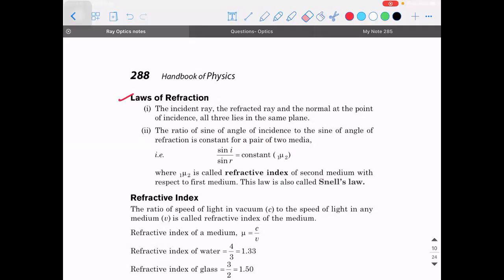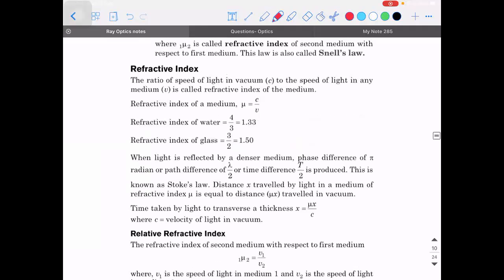Sir, Snell's law and then rays are in the same plane. All done. Snell's law. Okay. Next. Refractive index definition தெரியும்.